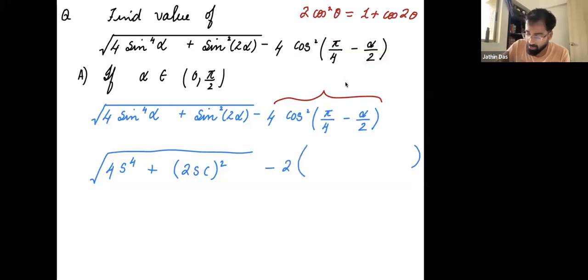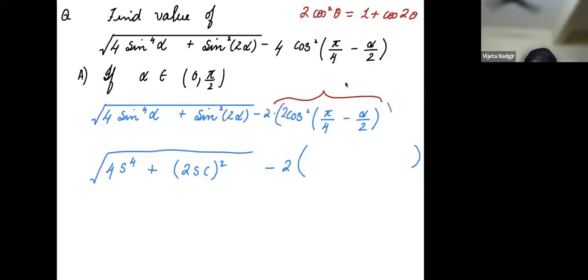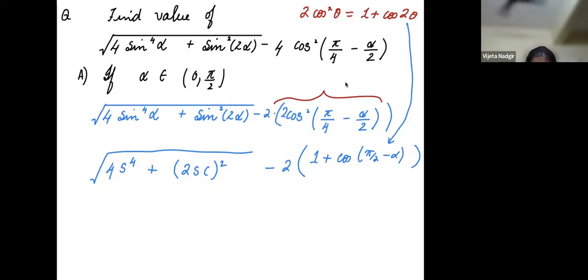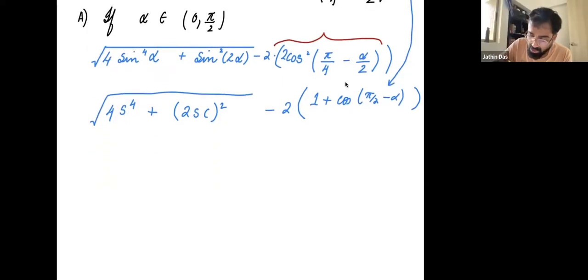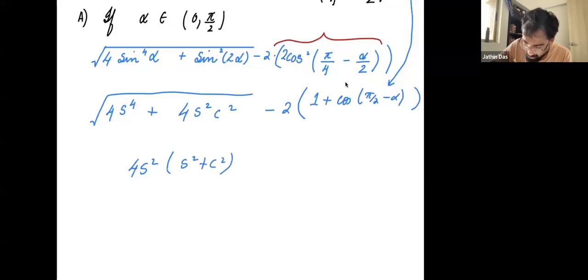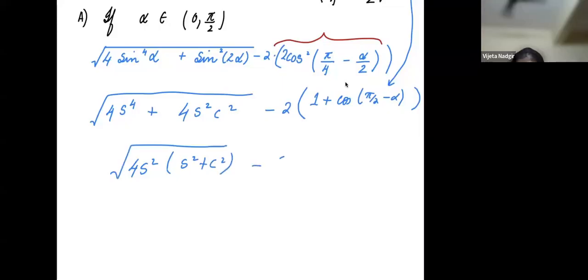2 I take common. This 4 I can split like this, I can take 2 into 2. And that we know, so 1 plus cos of pi by 2 minus alpha. This will be 2 theta. Now, what is common here? 2. This I can write as 4 sine square cos square. What is common? 4 sine square. Inside, sine square plus cos square, that is 1.